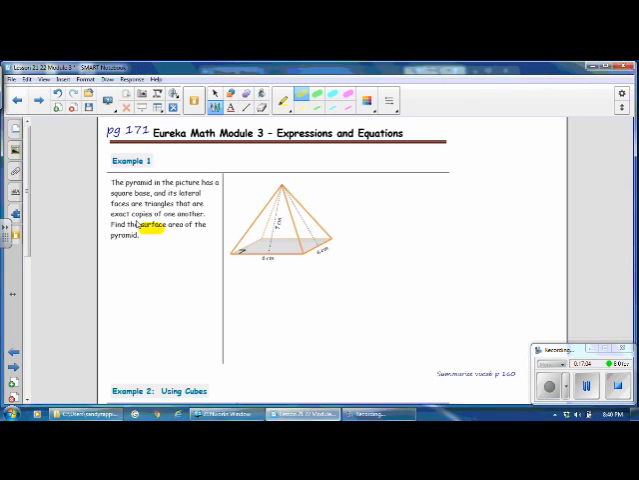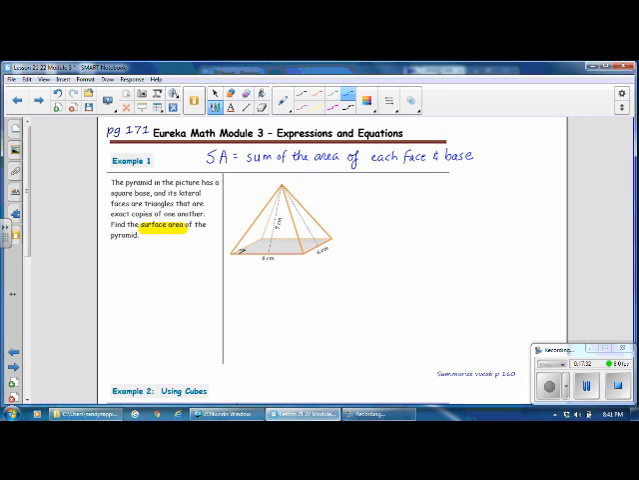So we're looking for the surface area. Let's define what that is. The surface area is the sum of the area of each face and base.